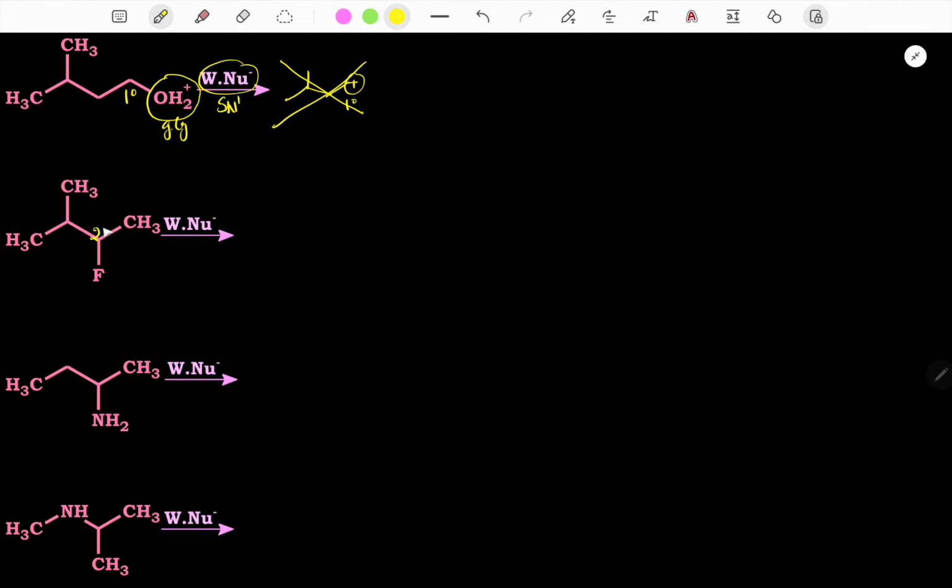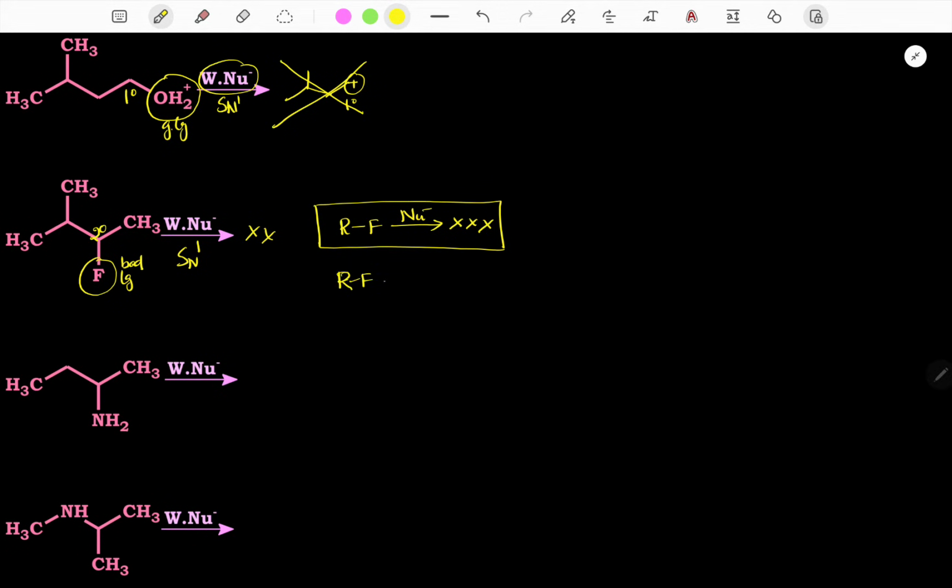Next one, even though it is secondary, fluorine is the leaving group, and fluorine is not a good leaving group. It is a bad leaving group. So when there is a bad leaving group, an SN1 reaction is not possible. So for alkyl fluoride, if you add any nucleophile, generally no reaction. Alkyl fluoride, you can add any nucleophile, there is no reaction. Alkyl fluoride, if I add a weak base, no reaction. It does not react even with a weak base. Alkyl fluoride with a strong base, it reacts. When a strong base reacts, what do we get? The corresponding alkene is formed.